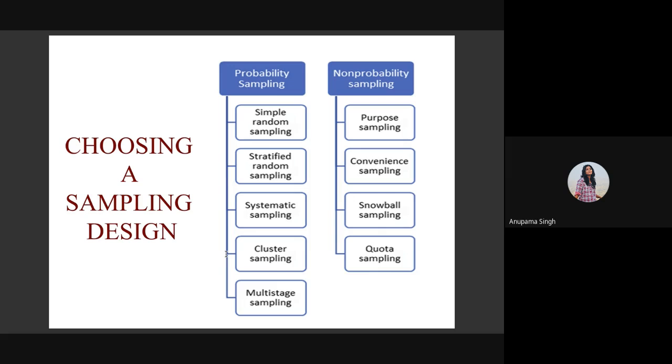So if you want to study the average height of a population, we are talking about average height here, so we should have some kind of idea, right? So in probability sampling, what we can do is make certain kinds of rules on the basis of which each and every individual can be included in your sample, right?